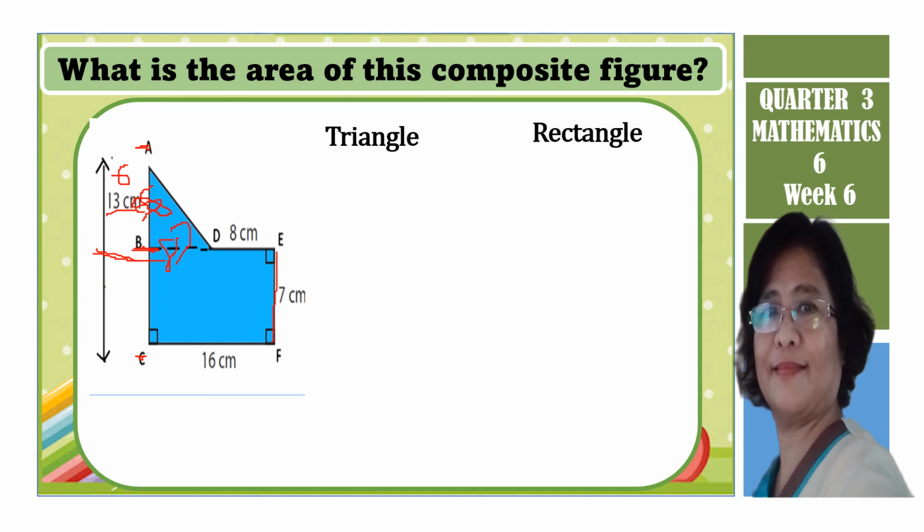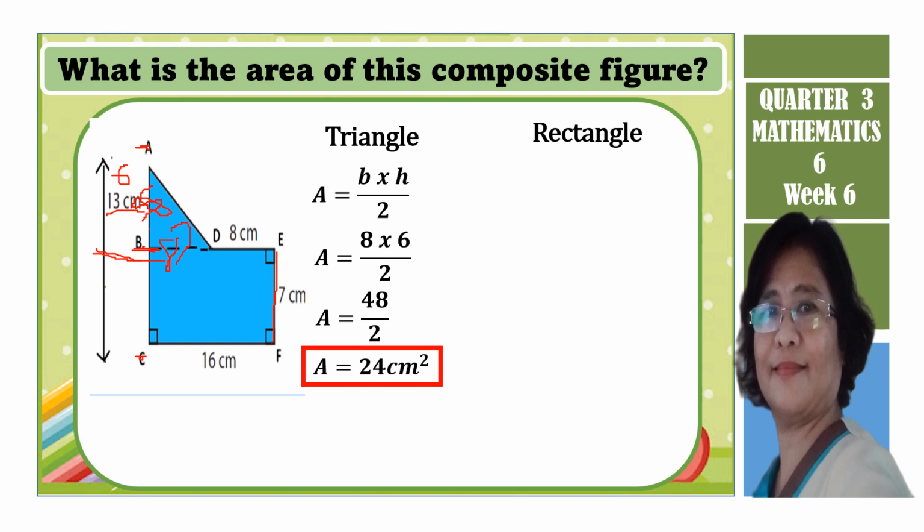Okay, we can now substitute the given formula. The formula for triangle is base times height divided by 2. What is our base? The base is 8 and our height is 6. So, just substitute. Area is equal to 8 times 6 divided by 2. So, multiply first. 8 times 6, that is 42, divided by 2. The answer now is 24 centimeters square.